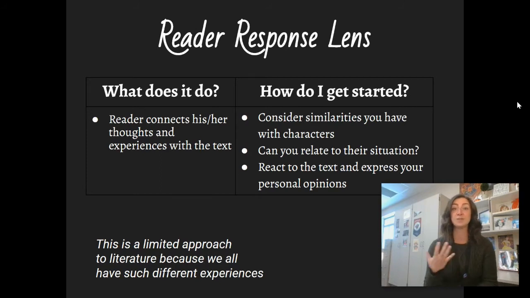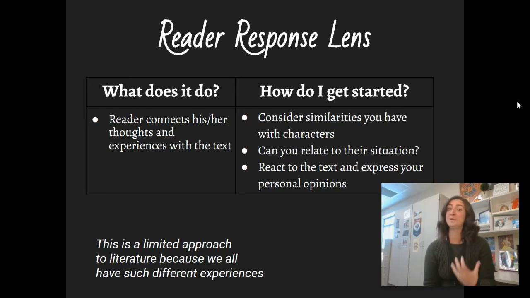And the good news is you already know this lens. Your teachers have been using this for years. Way back in first and second grade and kindergarten, your teachers might have read you a story and said, "What do you think? How does this make you feel? Have you ever been in a situation like this?" And even at the high school level, I do the same thing. What's your reaction to this poem? Can you relate to this character in any way? So it's a very simple lens.